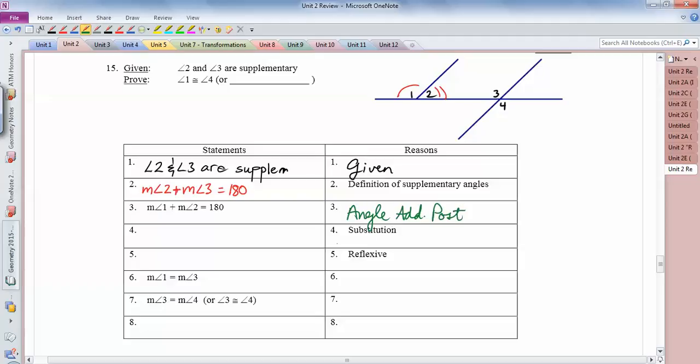Now the next line says substitution. And if you look at the lines before it, because that's where the substitution has to come from, I got two things that both equal 180. So instead of writing 180 here, I'm going to plug in M2 plus M3 for it instead. So this next line will be M1 plus M2, and then instead of the 180, I'm going to write M2 plus M3.